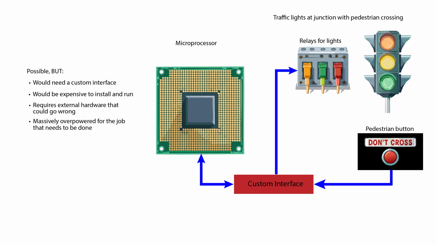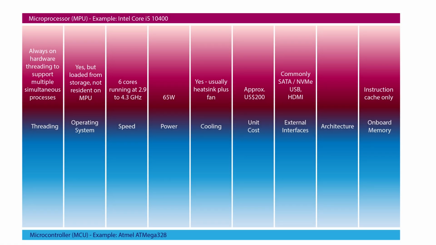Microcontrollers were designed to address exactly this problem. Let's look at how they differ from microprocessors. As an example, we'll use the Atmel ATmega328 microcontroller, which is used in many Arduino boards. One of the biggest differences is power. The ATmega328 has a single core that can run at clock speeds of up to 20 megahertz. A tiny fraction of the i5's top speed.